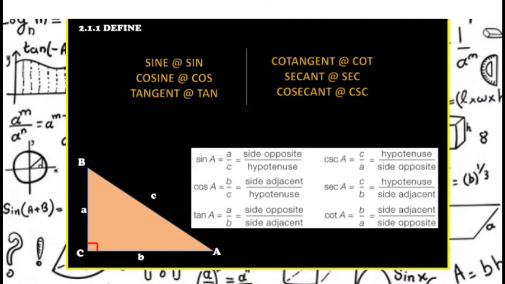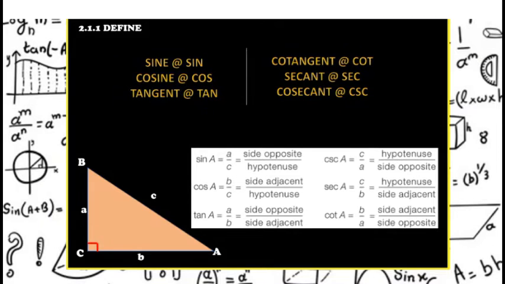CSC, it means cosecant A equals C over A equals hypotenuse over side opposite. Secant A equals C over B, C for hypotenuse and B for adjacent. Cotangent A equals B over A, B for adjacent and A for opposite.